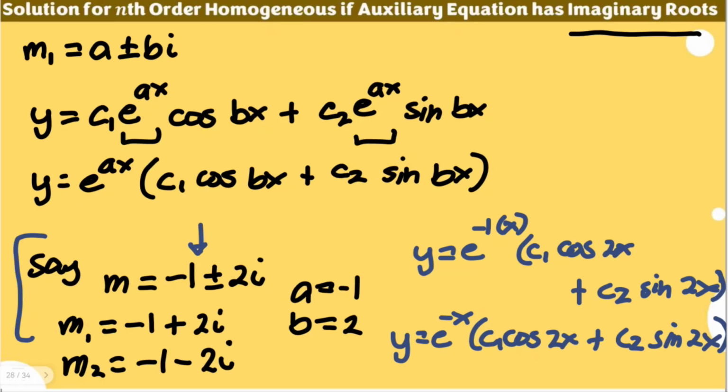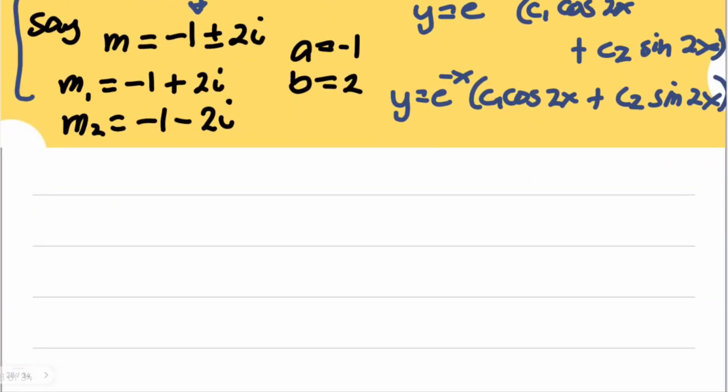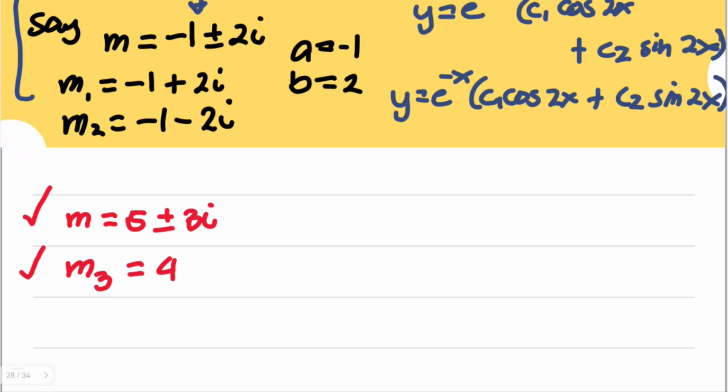Now, I'm going to insert one thing here, and this is just a different case. What if our m is identified as, let's say, 5 plus minus 3i, and we also have m sub 3, a real root which is 4. So we have here a combination of imaginary roots and a real root which is 4. So we're going to combine the notations for both.